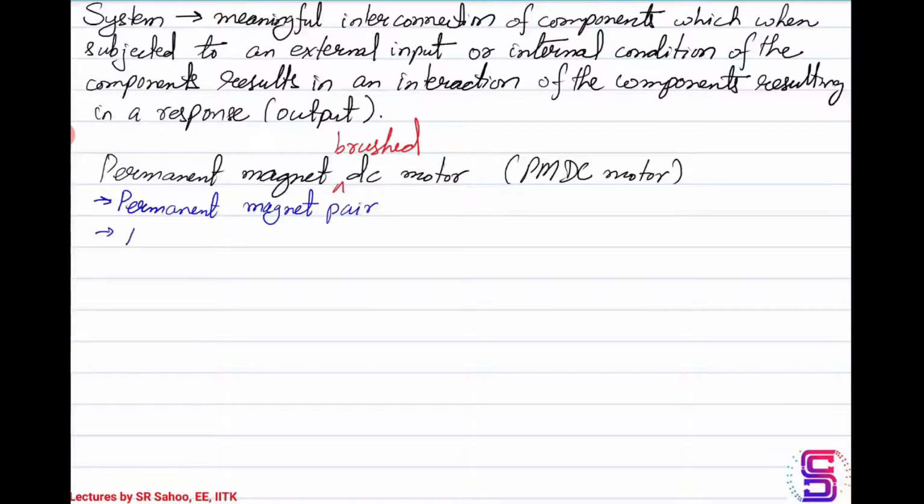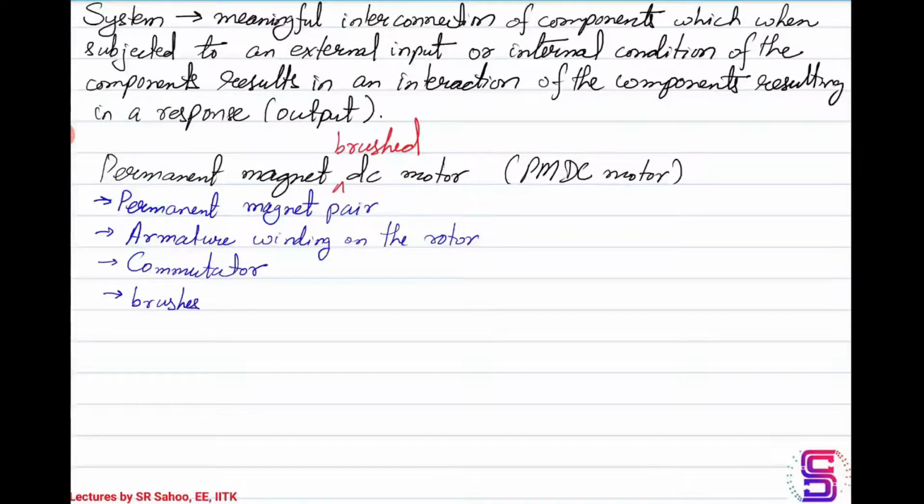Then you'll have armature winding on the rotor. The rotor is basically the part of the motor which rotates. The rotor comprises winding. Basically, there are coils of conductors wound in a particular way, and we call this the armature. Then you have a commutator. The commutator is the part to which the terminals of the windings are connected. Then you have brushes. Brushes connect the commutator to the terminals.